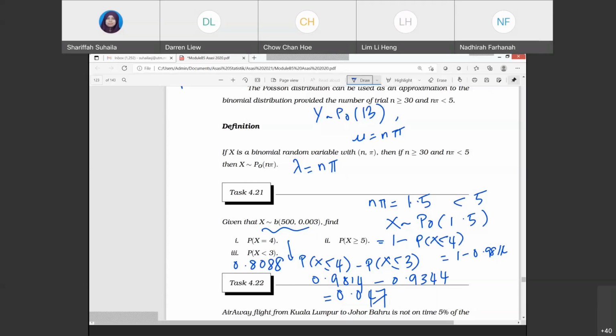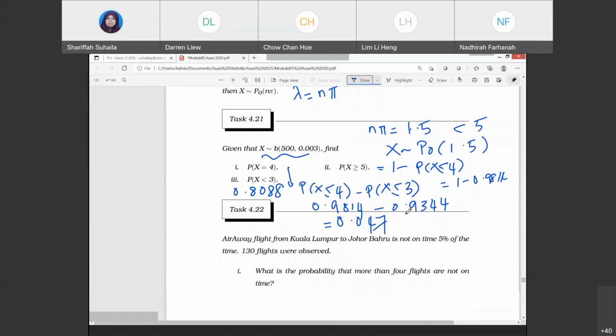That is how we get the value for lambda, which is just n times pi, in the case when your n is greater than 30. If you want to approximate to the Poisson distribution, when you have n greater than 30, your n pi is less than 5. So that means you need to check. Because we have the binomial, it can approximate to Poisson or it can also approximate to the normal distribution, where we have the normal approximation. Now we look at the question.